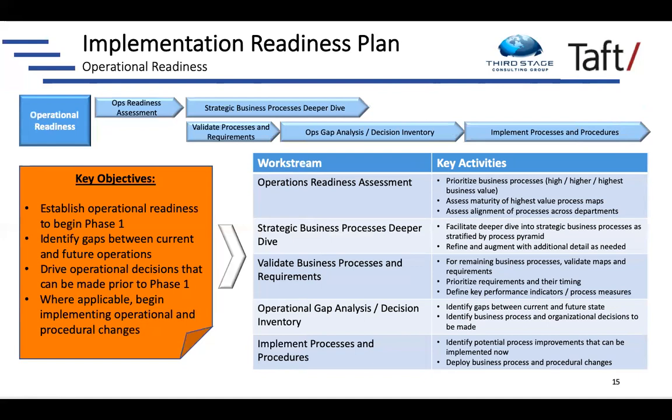Another aspect of this that's important are those last two line items in the table. One being the operational gap analysis and really understanding the gaps between where we are today and where we're headed so that we can address that from a change management perspective, and also just make sure that internally we're all aligned on those decisions and changes that are happening.